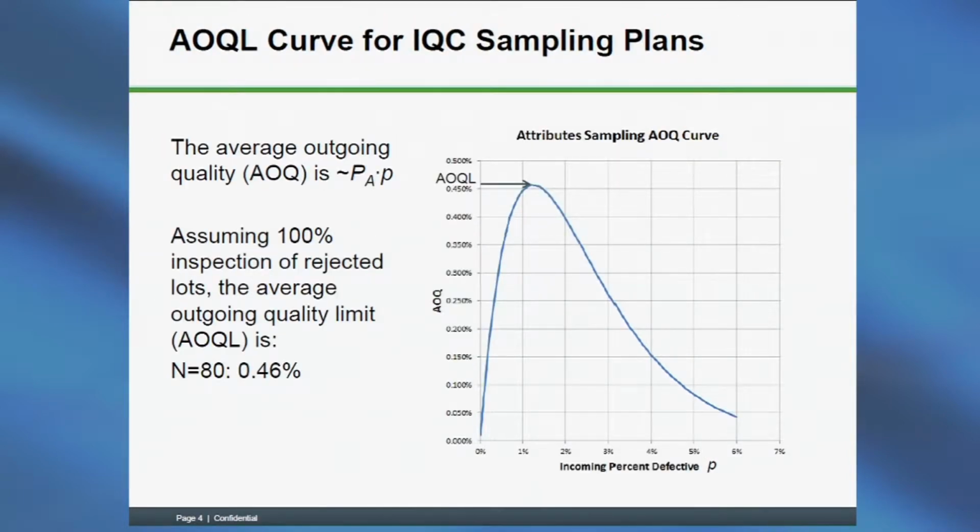If you multiply the probability of acceptance times the percent defective, you generate what we call an AOQ curve. That's an average outgoing quality curve, and it peaks. And it peaks because when the quality coming in is very good, you accept it a lot. On the other hand, when the quality coming in gets bad, you go over that peak and you end up rejecting a lot of the lots and you end up rescreening. And the assumption is that when you rescreen, you inspect every single piece in the lot, and therefore you get very good outgoing quality from that. In this case, the average outgoing quality limit corresponds to about 0.5%, 0.46%.